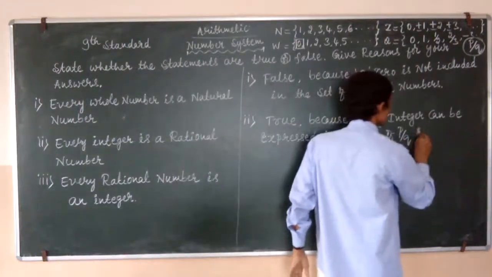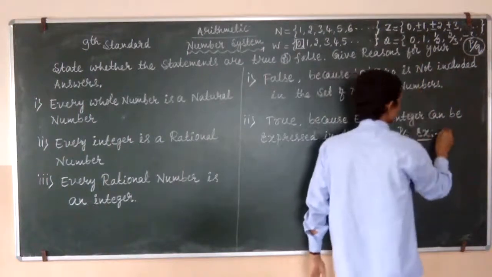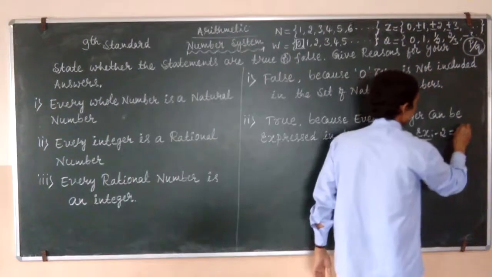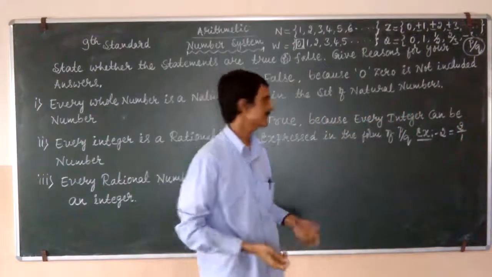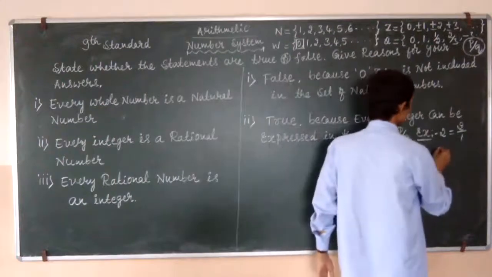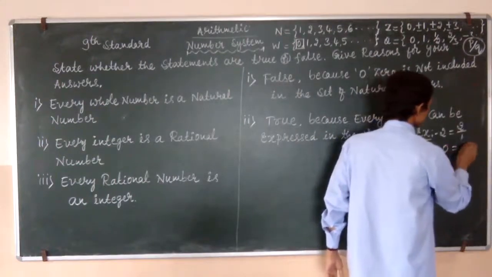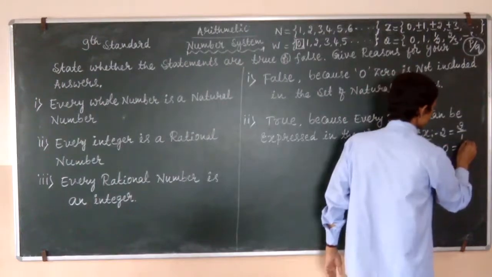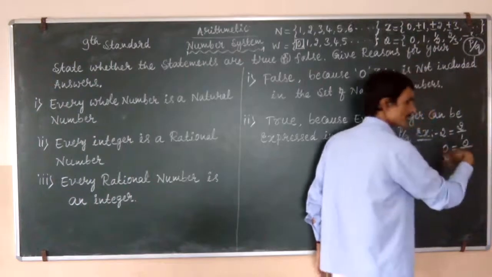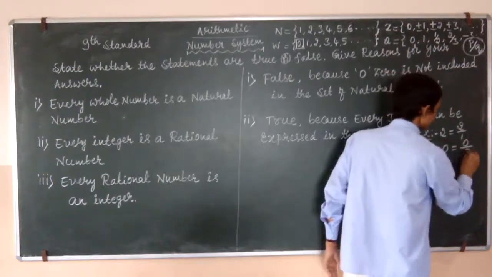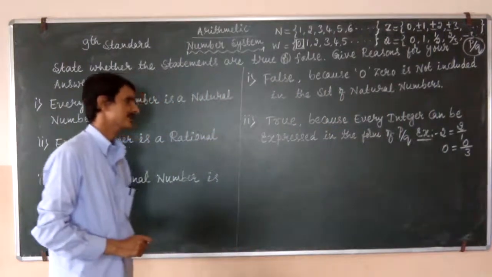We shall see one example. 2 can be written as 2 by 1, or you can take any one. 0 can be written as 0 by 1, 0 by 2, 0 by 3, or anything. Therefore, the second statement is true.